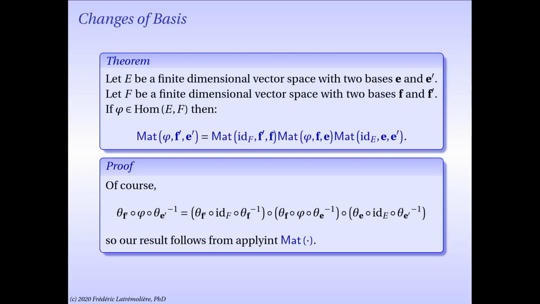The proof is an immediate corollary of the composition of functions, the definition of the matrices involved, and the definition of the matrix multiplication. By definition in particular, the matrix of change of basis from bold F to bold F prime is, in our notation, the composition of theta sub bold F prime with the inverse of theta sub bold F. We insert the identity of F in between those two maps, which does not change the composition, but makes the relation with our definition of the change of basis matrix apparent. The same holds for the matrix of change of basis from bold E prime to bold E.